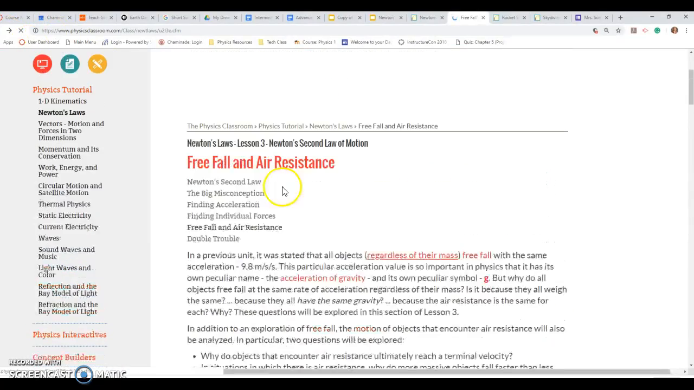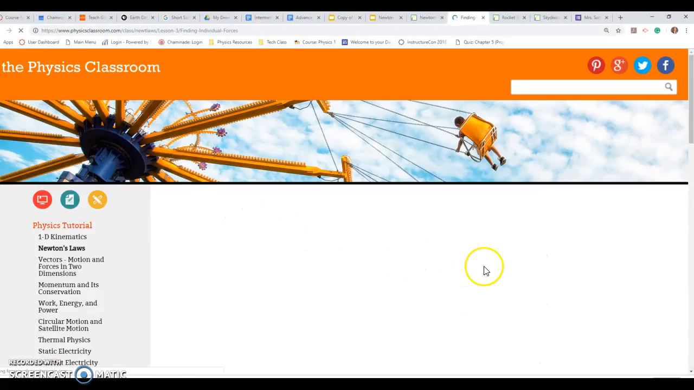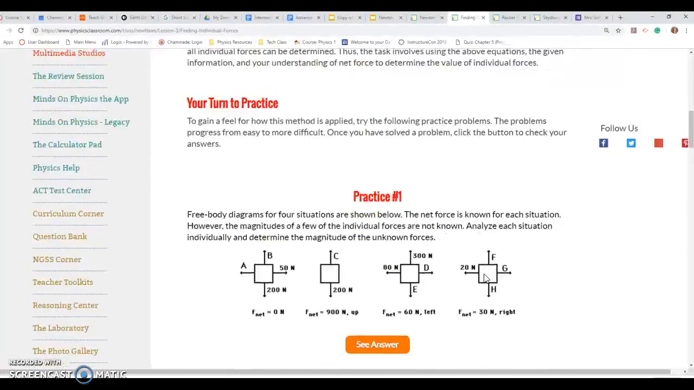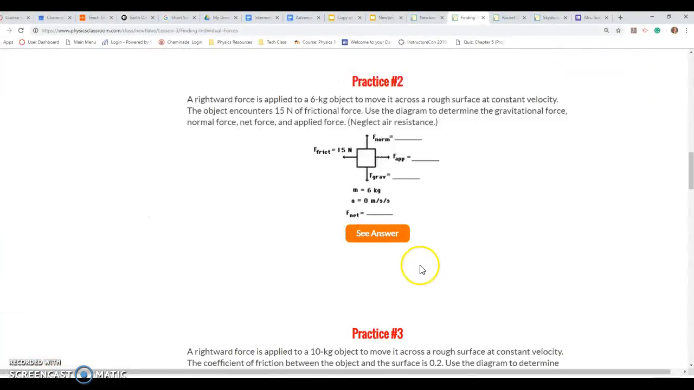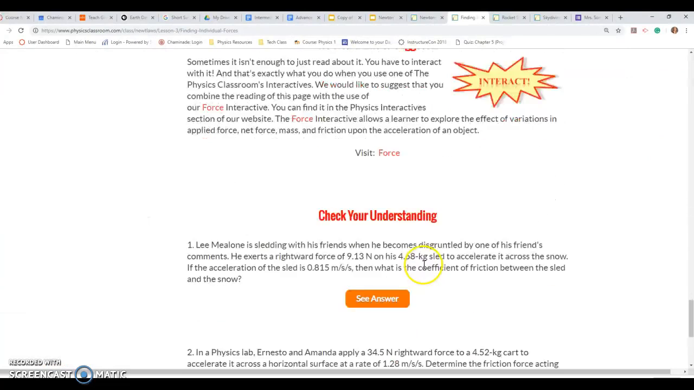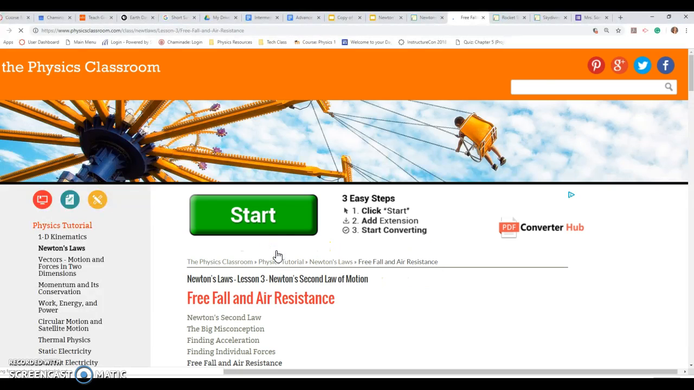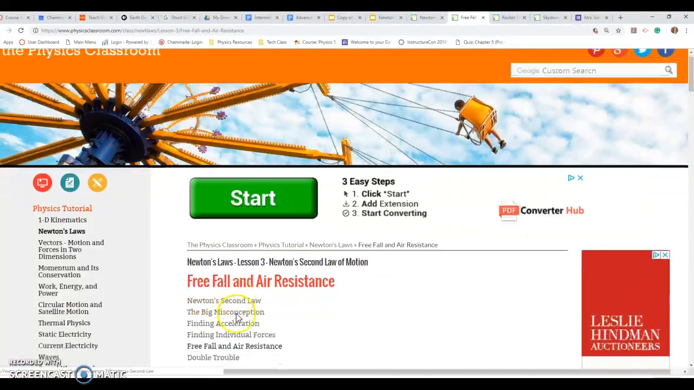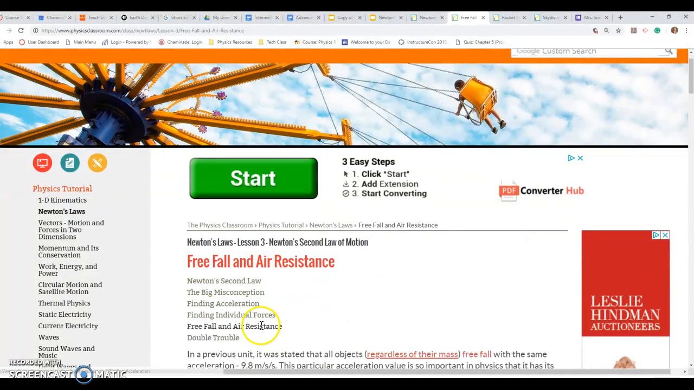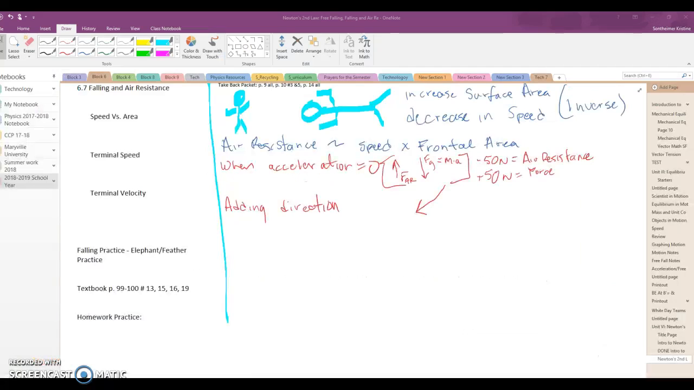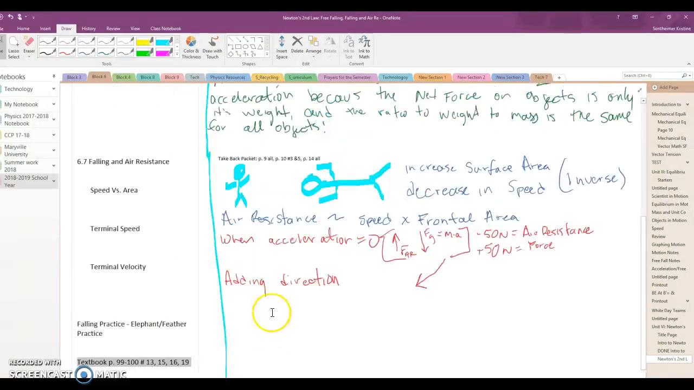So take a look at this. There's finding individual forces. This works with you through free fall. And yeah, this is a nice practice for free body diagrams. So I recommend that. Finding acceleration, the bigness. Okay, these are really helpful and useful for working through this. At this time, work through these questions to check your understanding.